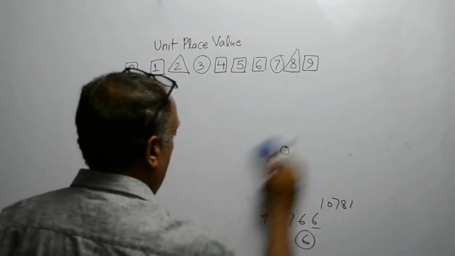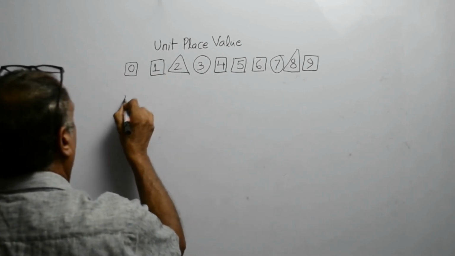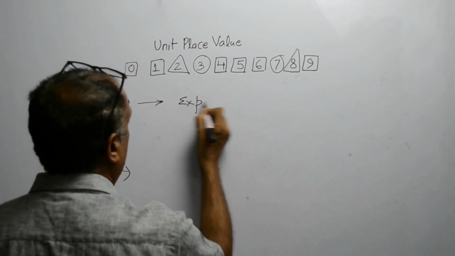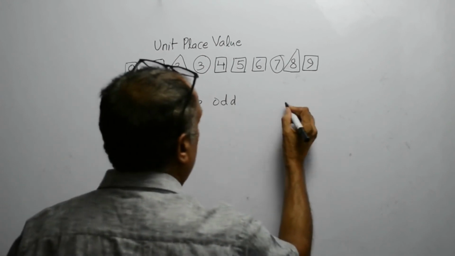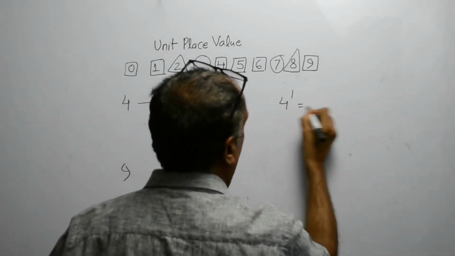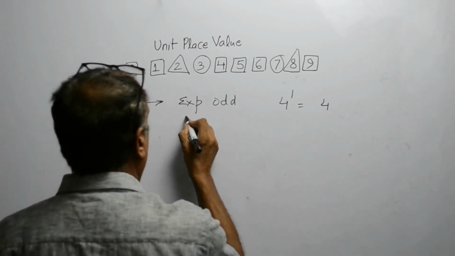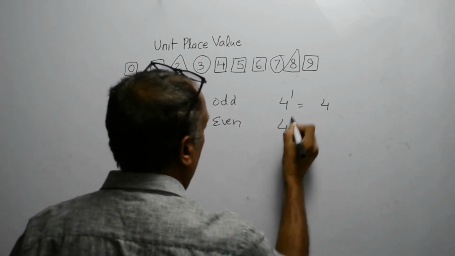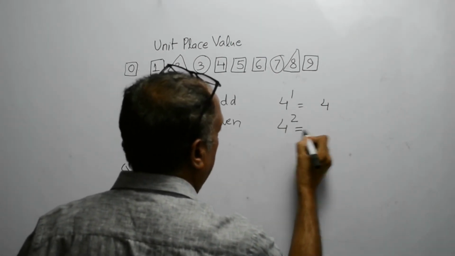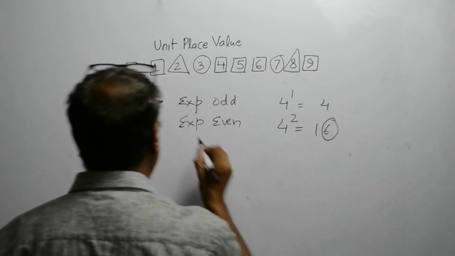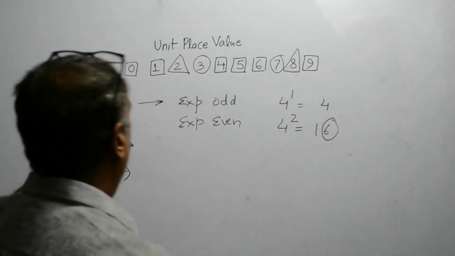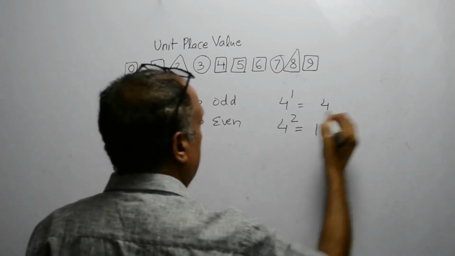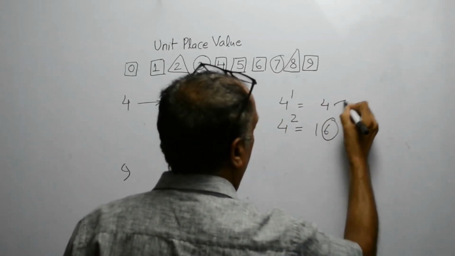Now, the next category is 4 and 9. In case of 4, if exponential is odd, odd means 1, 4 to power 1, 4 will be the answer. If exponential is even, even means 2, 4 raised to power 2 will be the answer, means 16. 6 will be the last digit of the digit 4 when exponential is an even number. So we will have only two answers in case of 4. It is either 4 or 6.